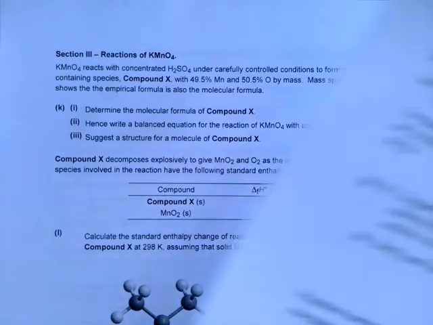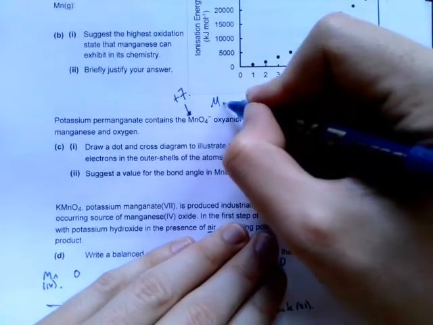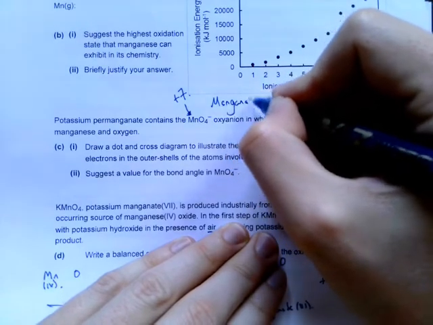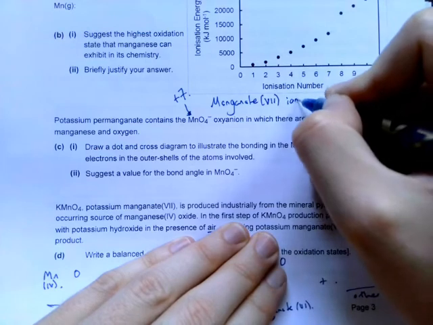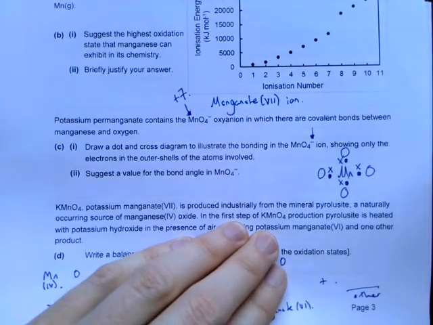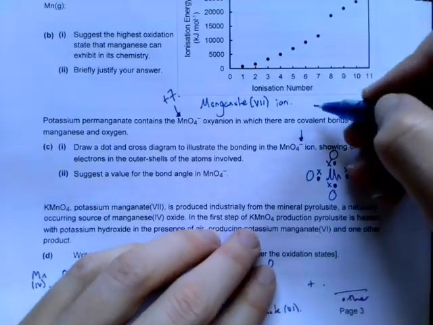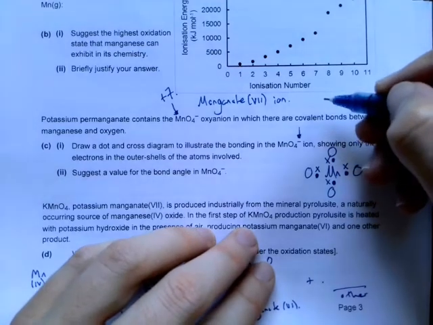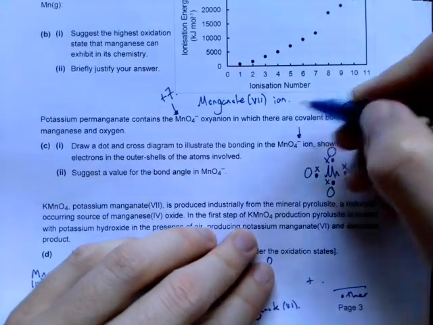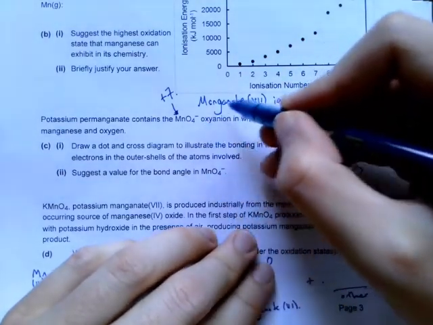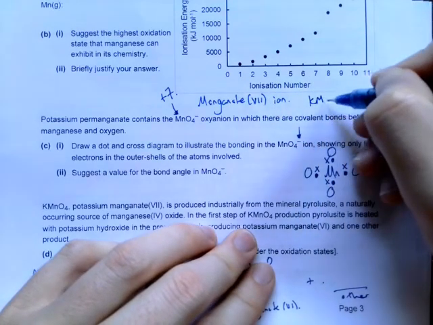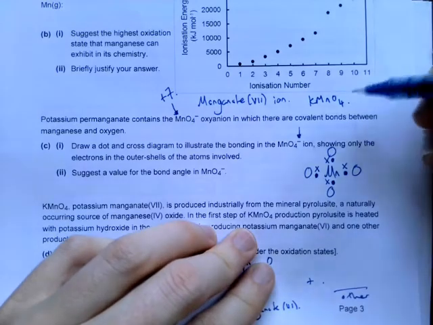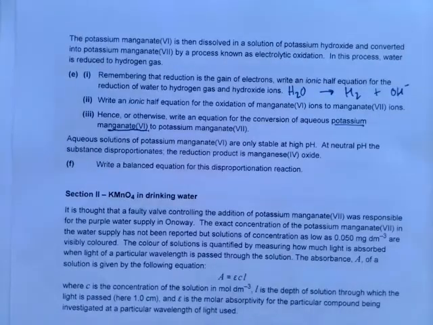Manganate. Yeah, this is a manganate(VII) ion, which might help you with the question you're working on at the moment. Which means that if I was to have potassium manganate(VII), that would be KMnO4. Right.